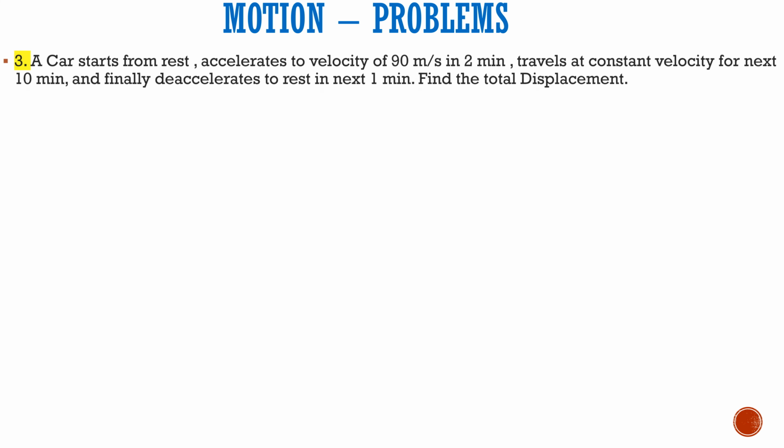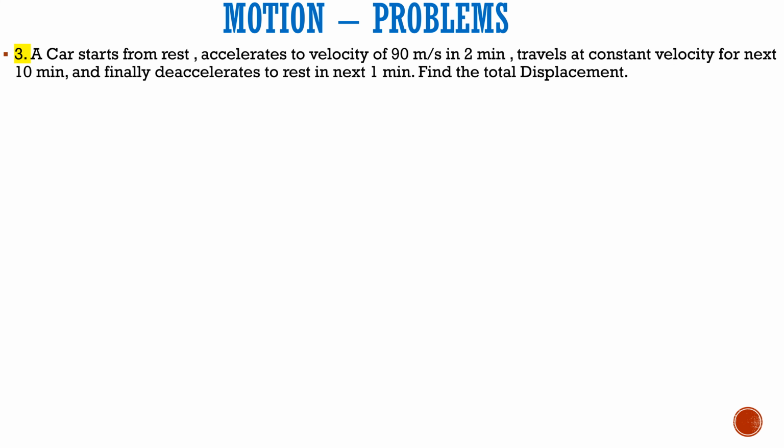So let us start with the third problem, which says that a car starts from rest and accelerates to a velocity of 90 meters per second in 2 minutes, and then it travels with a constant velocity. So it continues to travel with that attained velocity of 90 meters per second for the next 10 minutes. Travels with a constant velocity means it has attained that particular velocity and it is traveling with the same velocity for 10 minutes, and then finally decelerates.